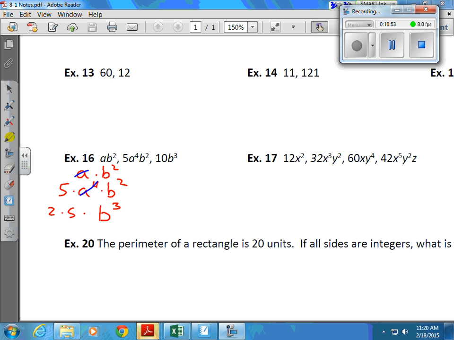Do they all have a 5? No. 5 cannot be a common factor. Do they all have a 2? No, 2 cannot be a common factor. Do they all have a b? Yes. What's the smallest exponent? B squared. B to the 2nd is your greatest common factor. You can't try b to the 3rd because b to the 3rd is too big. It doesn't go into those two evenly.